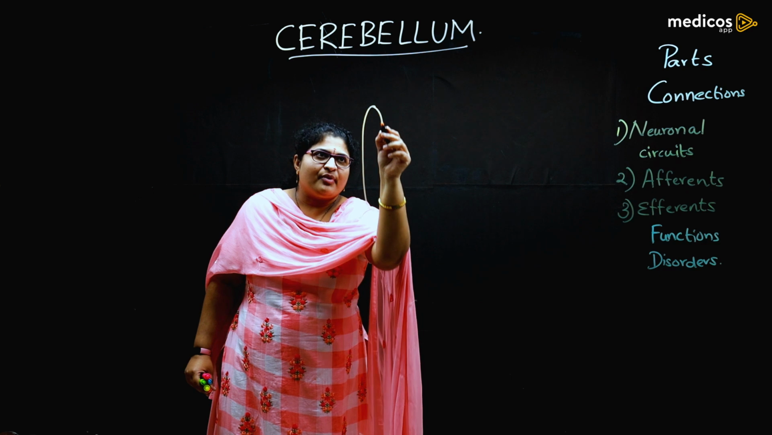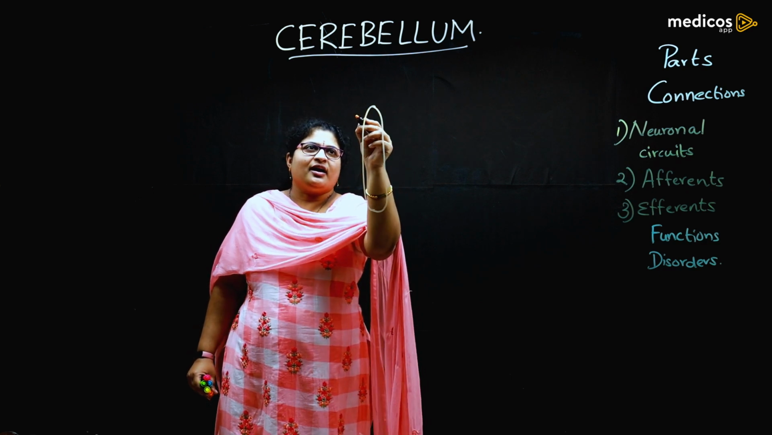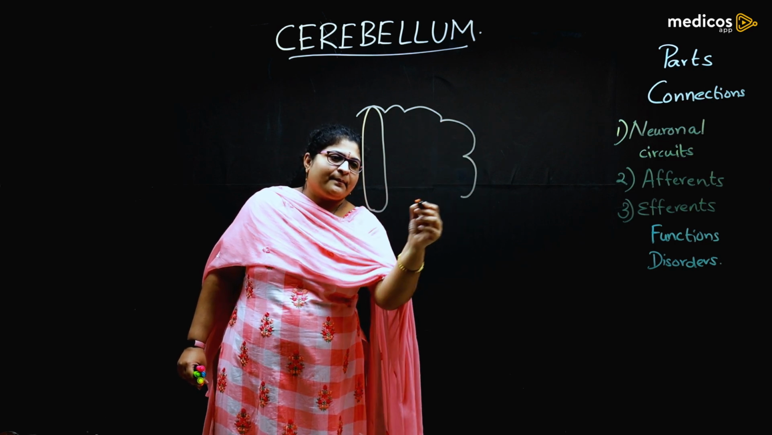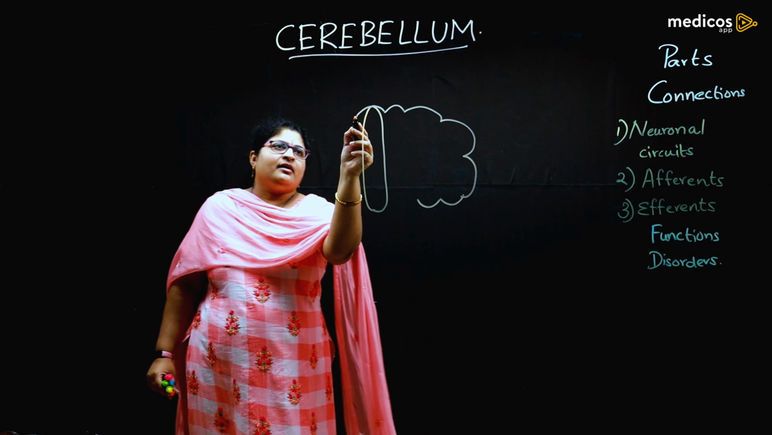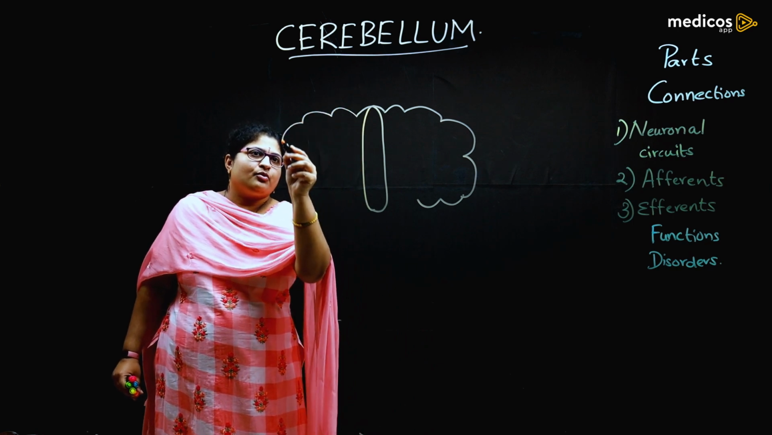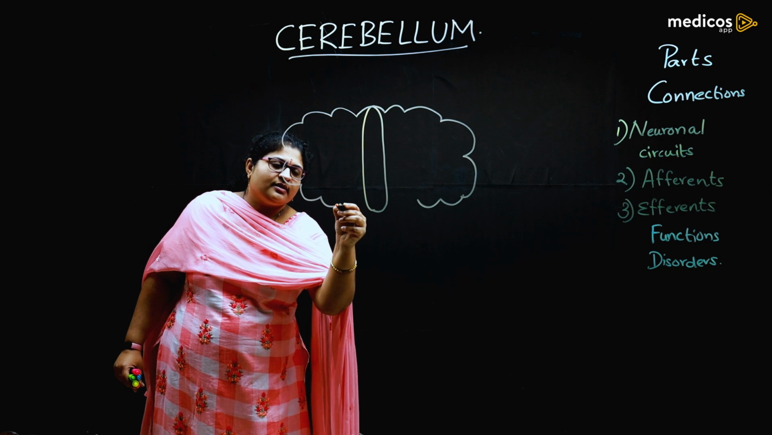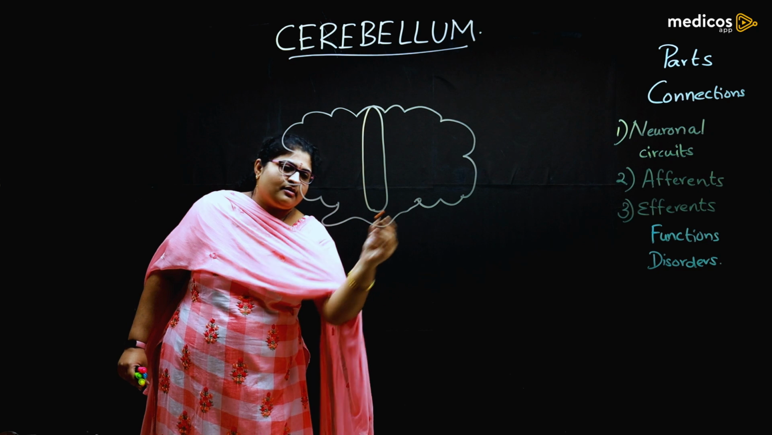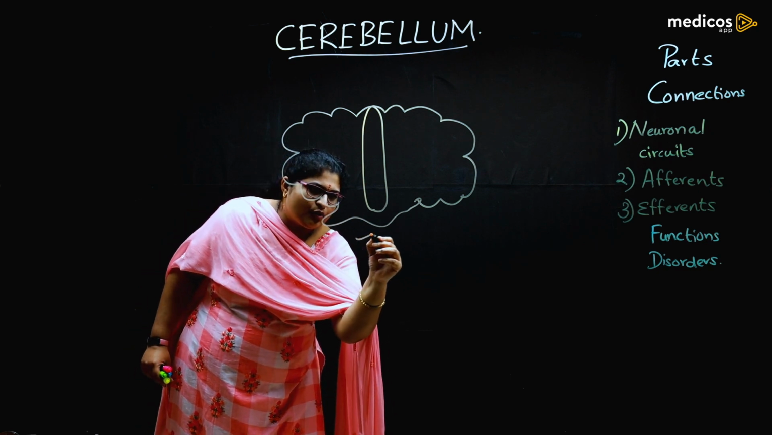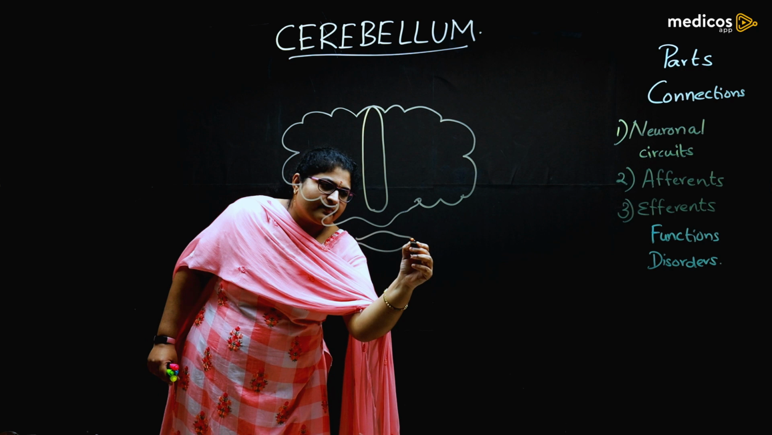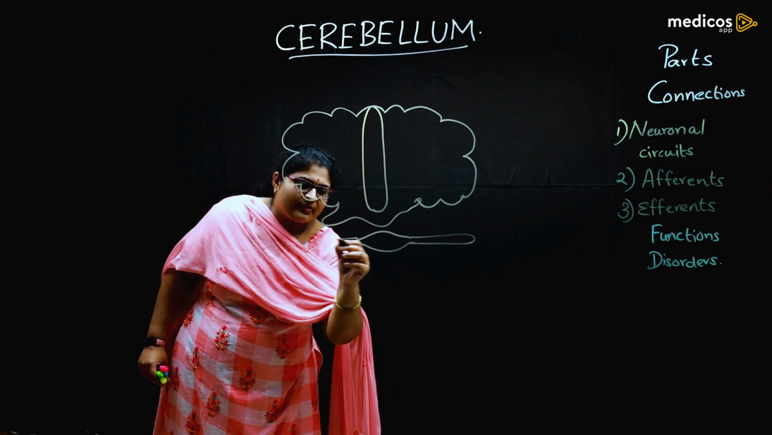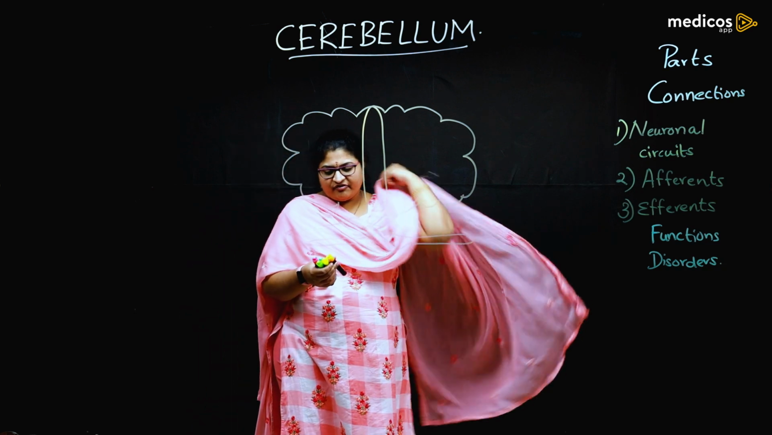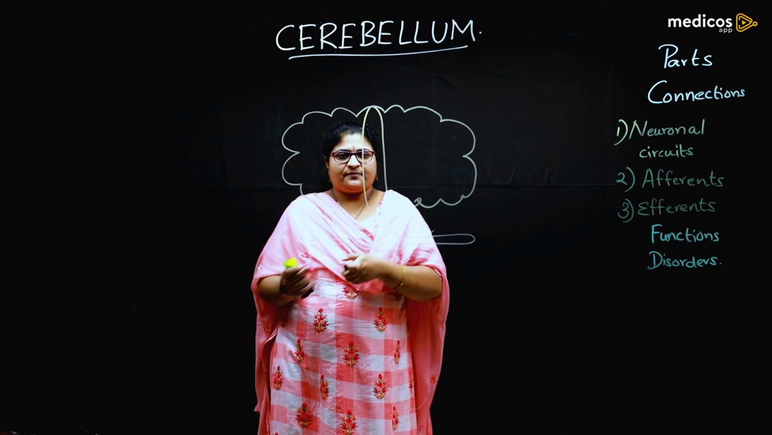So it's like butterfly shaped structure to draw, and one cloud you need to draw like this. One more on the other side, and then this one a lobe of cerebellum over there. So this is the structure of cerebellum, and now let's see what are the different parts of this structure.